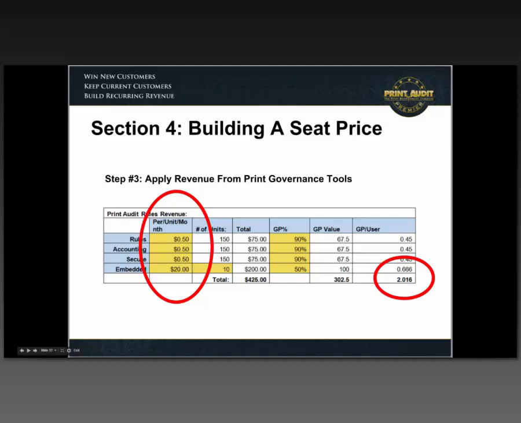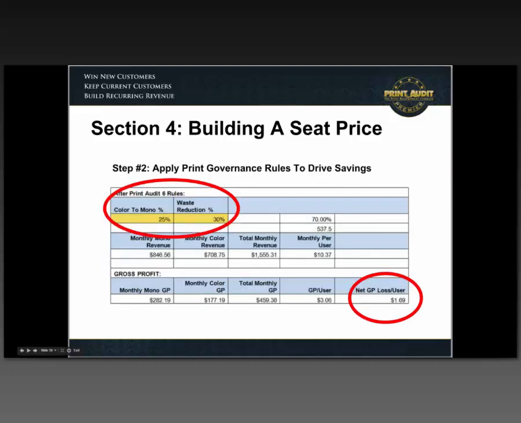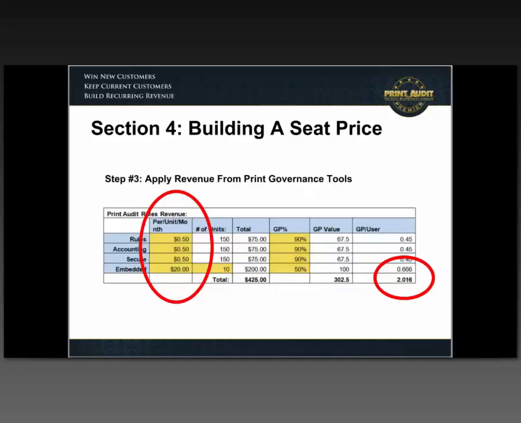And that's important because if I go back now, I can see that I've actually superseded my loss. When I look at my net gross profit loss per user by doing the right thing, by helping them to print color only when they should, and by reducing waste, I've lost $1.69 per user. But by incorporating the software for print governance into the deal, I'm actually making $2.02. So I'm actually ahead of the game.